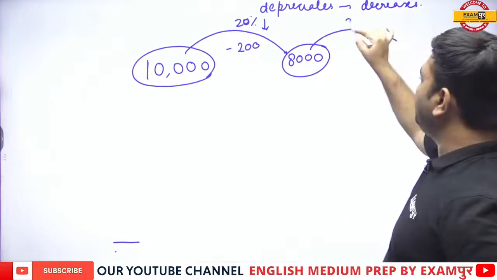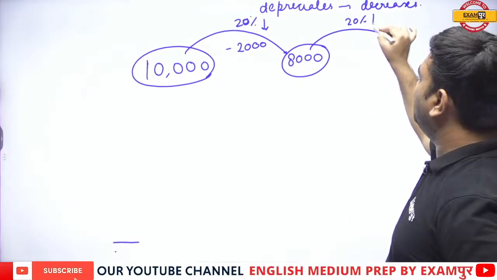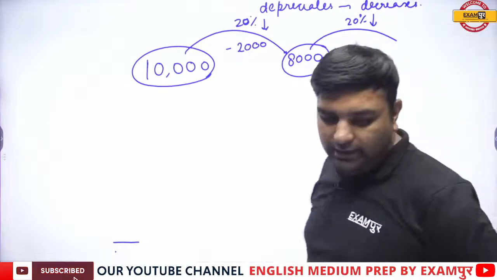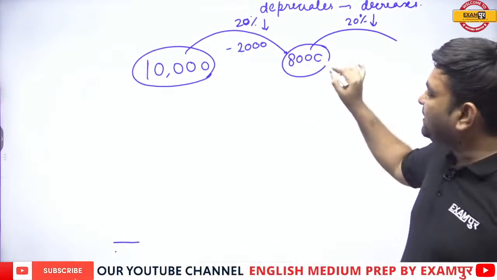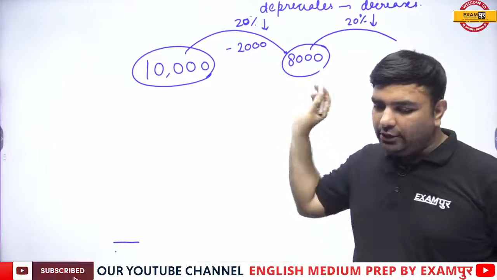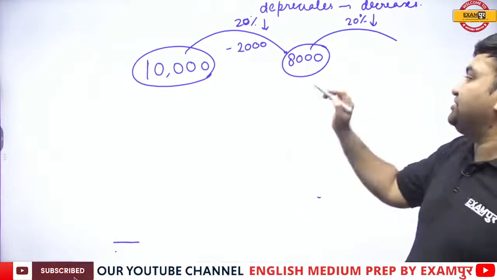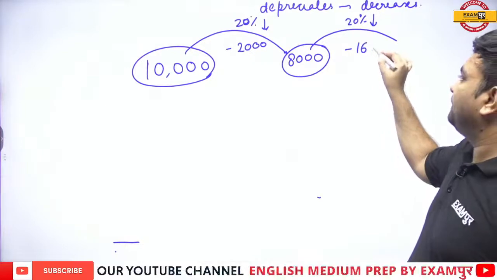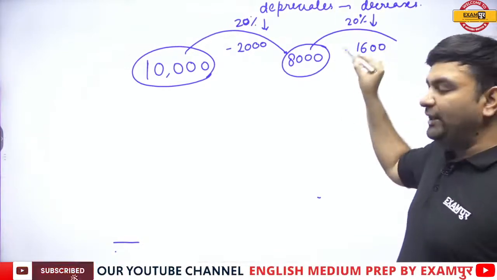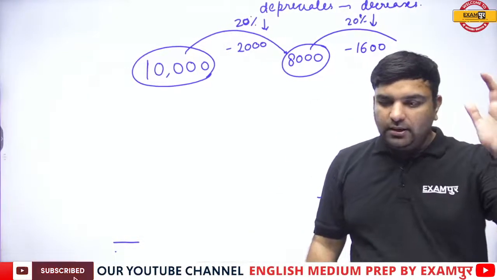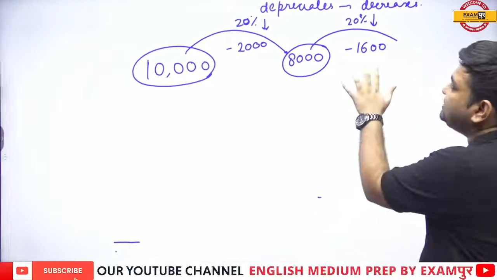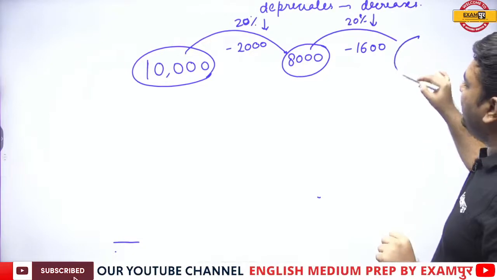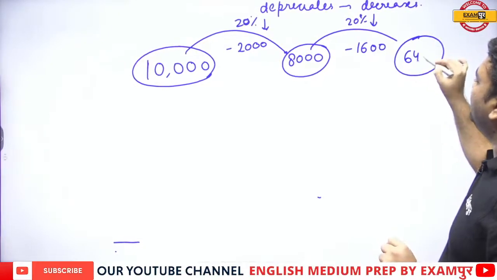Again, it is depreciating by 20% in the next year. 20% of 8,000 is 1,600. So only 1,600 depreciation. It will now become 6,400.